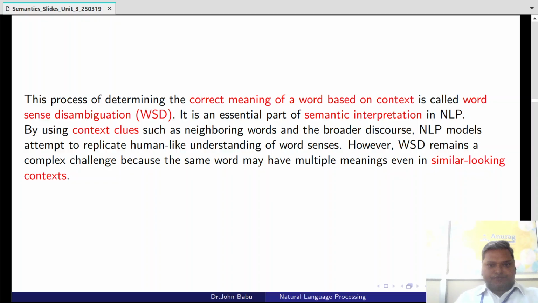So this process of determining the correct meaning of a word based on the context is word sense disambiguation, which is very, very important in semantic interpretation. Context means neighboring words or the topic of discourse that will give the context. We human beings understand word sense disambiguation much more accurately than a machine. But a machine is not as capable as a human in the case of word sense disambiguation.